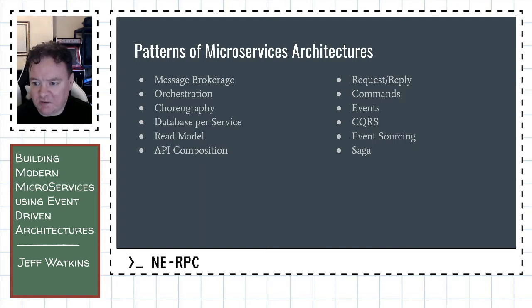Request response is by its very nature synchronous, but request reply is an asynchronous version of that effectively. And we have commands and events, and we'll go over the difference between those as well. And something called CQRS, Command Query Responsibility Segregation, which is an attempt to get around the issues with the API composition pattern. And then we're going to go into some slightly more advanced topics, event sourcing and the Saga Pattern.